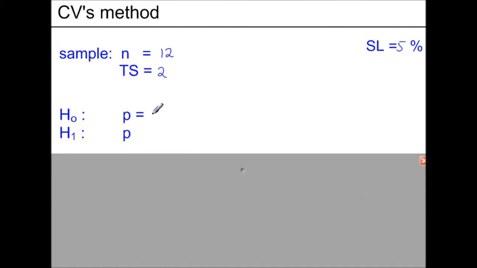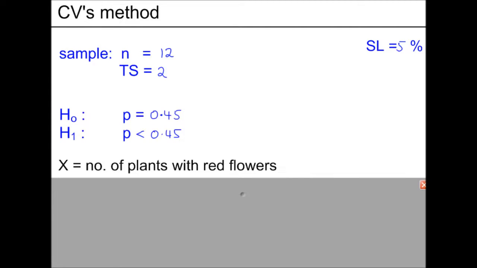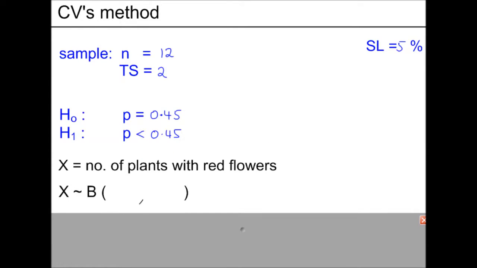So the null hypothesis, H0, the proportion is 0.45, and H1, the alternative hypothesis, we're testing for a proportion less than 0.45. The random variable X represents the number of plants with red flowers. X follows a binomial distribution. Our sample size is 12, so we have 12 trials, and the probability is 0.45.